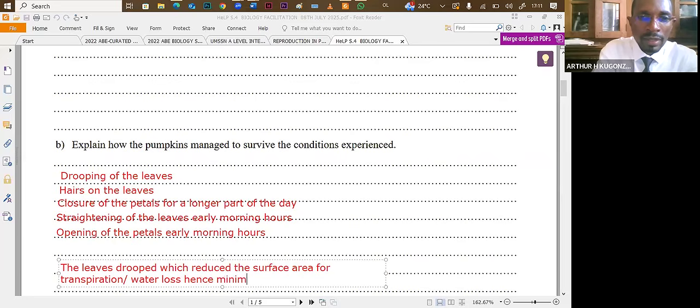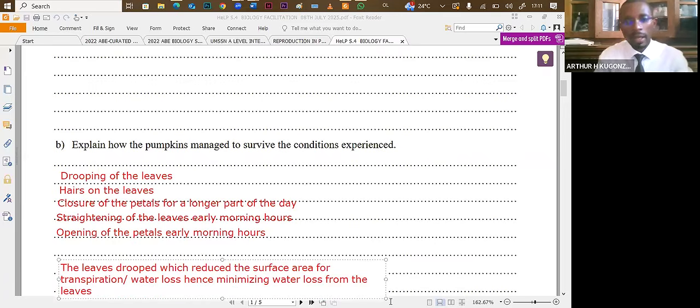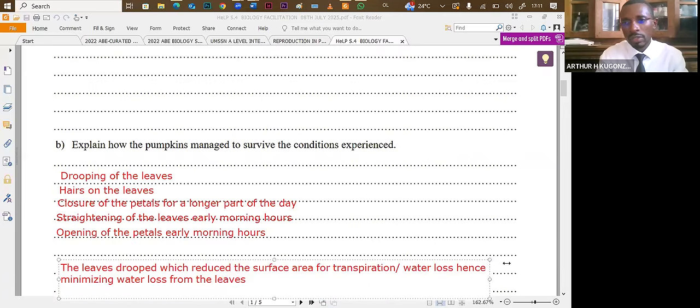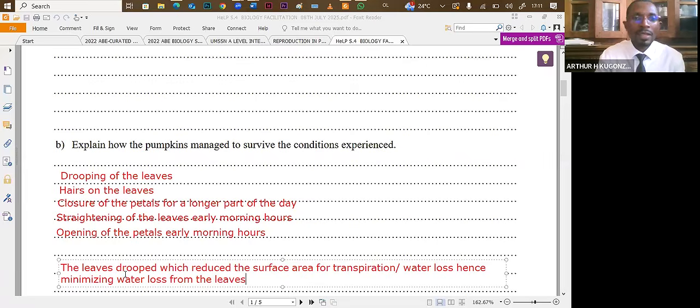Hence minimizing water loss from the leaves. Let me see how it sounds now. So we're saying that the leaves drooped, which reduced surface area for transpiration or water loss, hence minimizing water loss from the leaf. Now, here I have explained how the drooping helped the plant to survive.